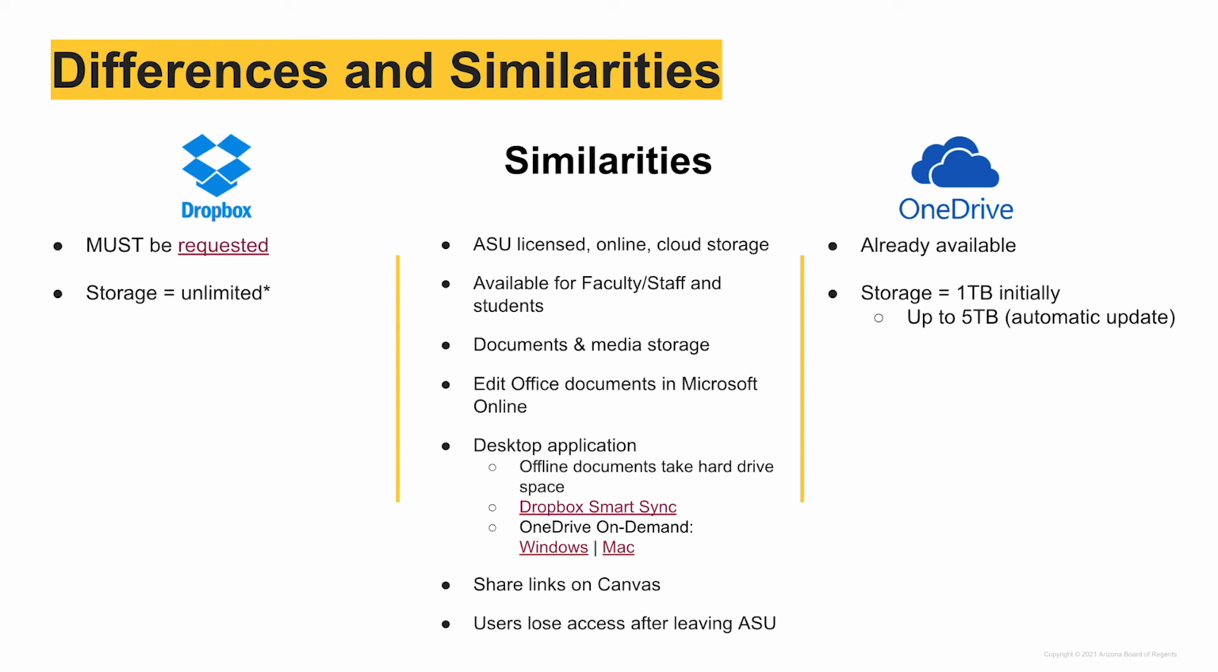Additionally, there are slight differences in their storage capacity as Dropbox is set to be unlimited while OneDrive starts at a 1 TB limit, but will expand up to 5 TB automatically if needed. Please consider all these points before making a decision on which cloud storage to depend upon.